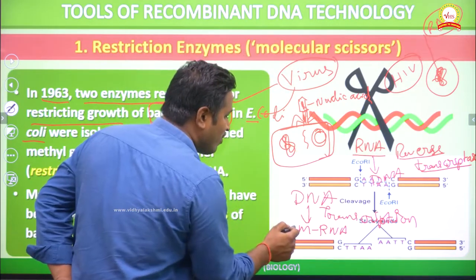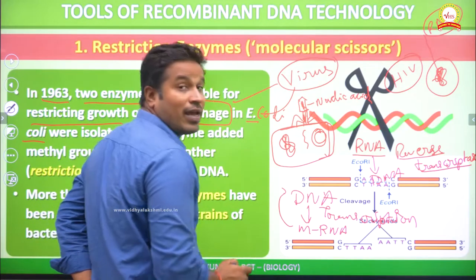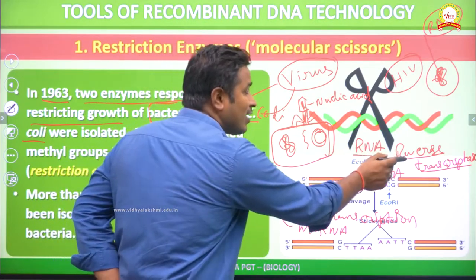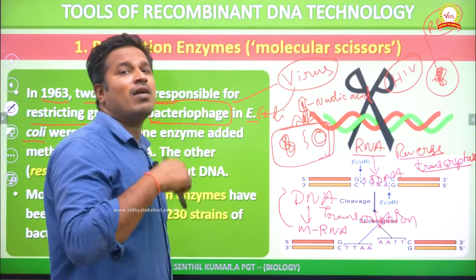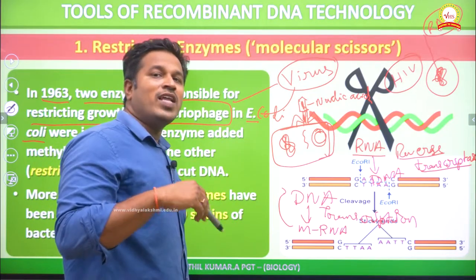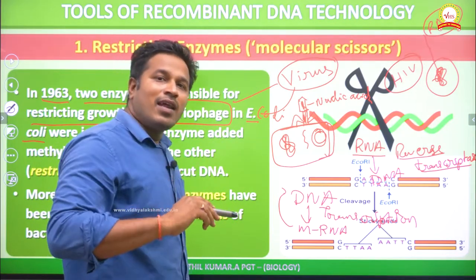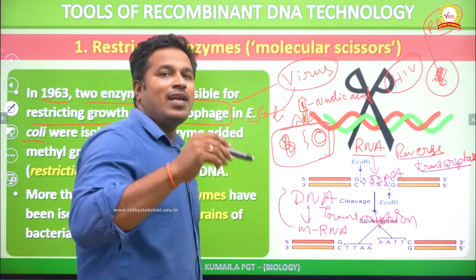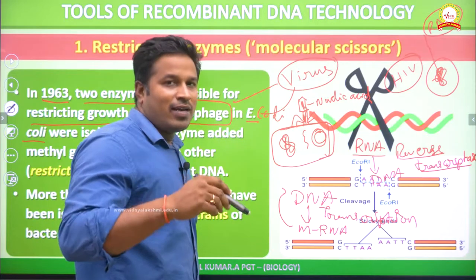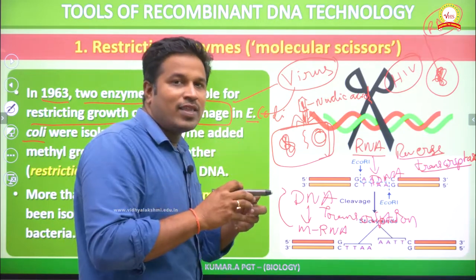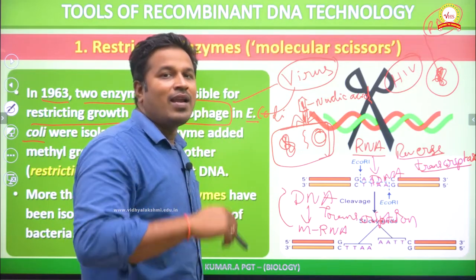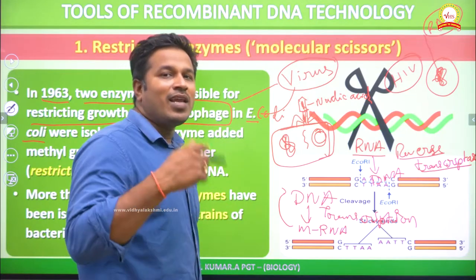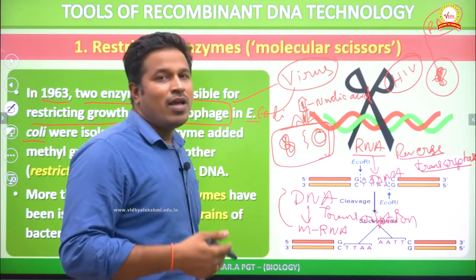But because of this particular enzyme, the RNA will be converted into DNA. Once the HIV has been inserted into our body cell, with the help of the reverse transcriptase, the RNA will be converted back into DNA. That DNA of the virus will be incorporated with our genetic material, and along with our genetic material it will replicate. This is how it replicates.